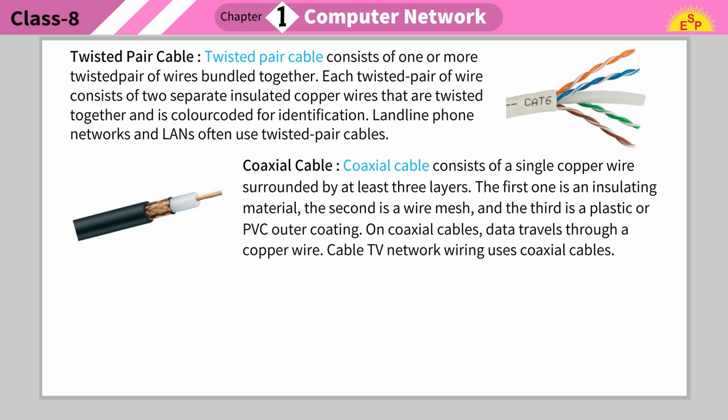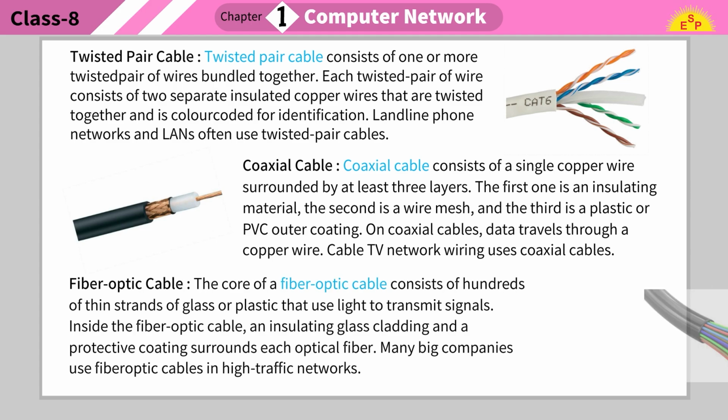Coaxial cable consists of a single copper wire surrounded by at least 3 layers. The first one is an insulating material, the second is a wire mesh, and the third is a plastic or PVC outer coating. On coaxial cables, data travels through a copper wire. Cable TV network wiring uses coaxial cables.